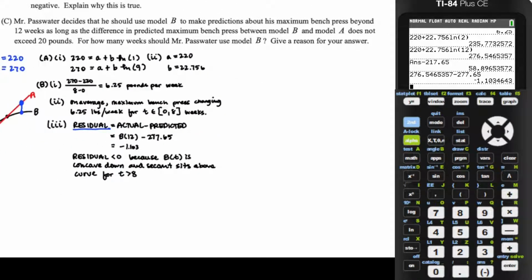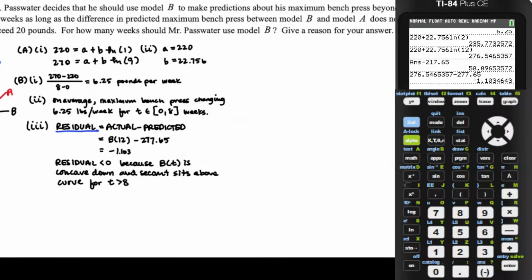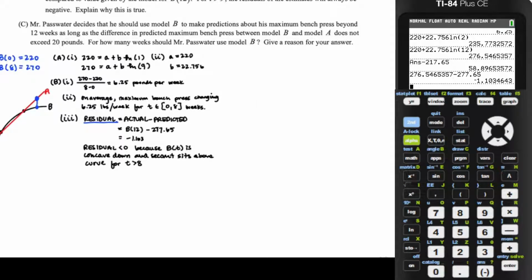So what I need to do is get an equation for model A. And that's something that I have not done yet. So for part C, A of t, we can use either of the 2 points that we have. Really, it's a line. So, oh man, how do I want to do this? I hadn't considered this as a possibility. It's a line that goes through those 2 points.